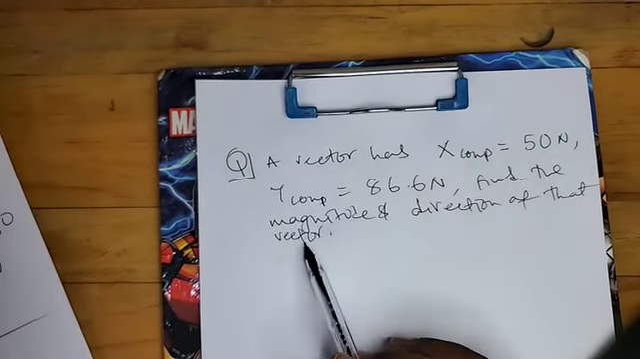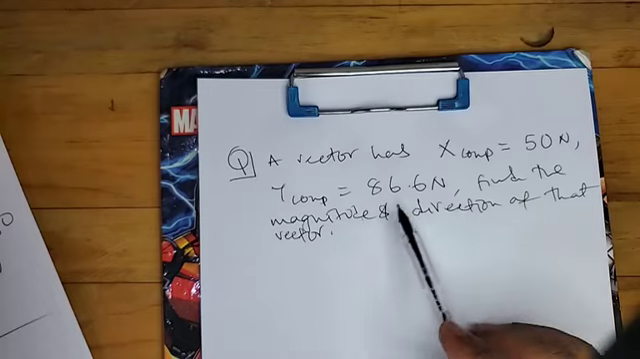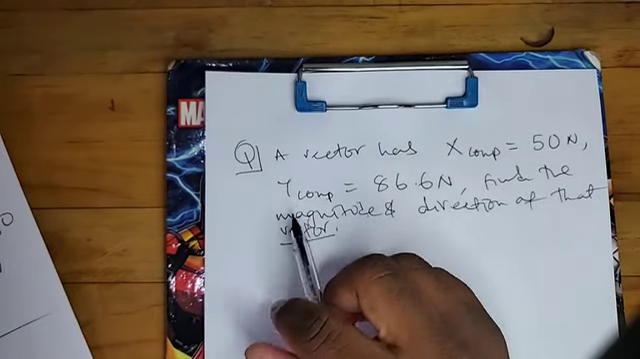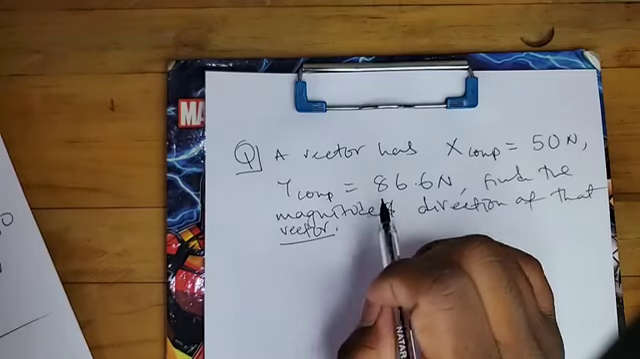Sometimes they won't even add the words magnitude and direction. They'll just say find the vector. And from the definition of vectors, you're supposed to remember that vectors have both a magnitude and a direction.